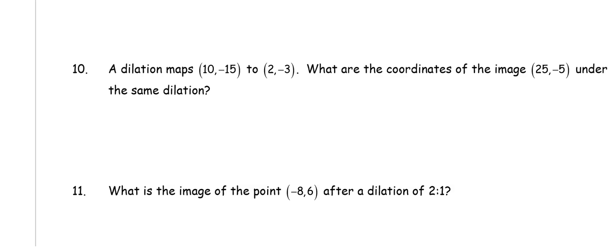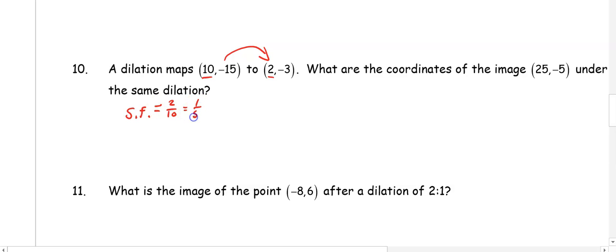In number 10, we went from (10, -15) to (2, -3). So we need to figure out what we multiplied by. So in this case, for our scale factor, we're going to take the second number divided by the first number. 2 divided by 10, we multiplied by 1/5. So we're going to multiply each of these by 1/5. And we should get (5, -1).